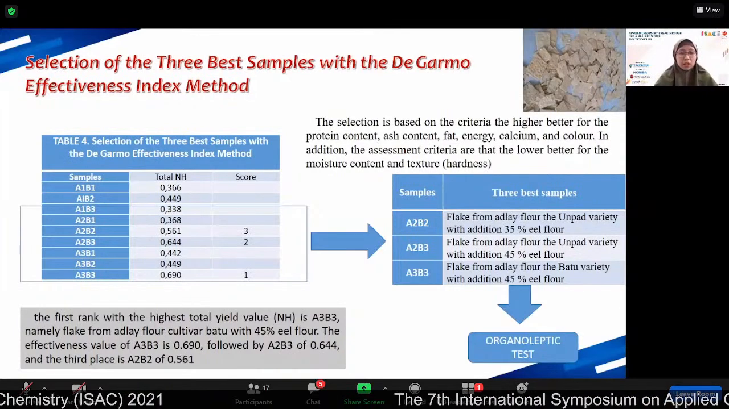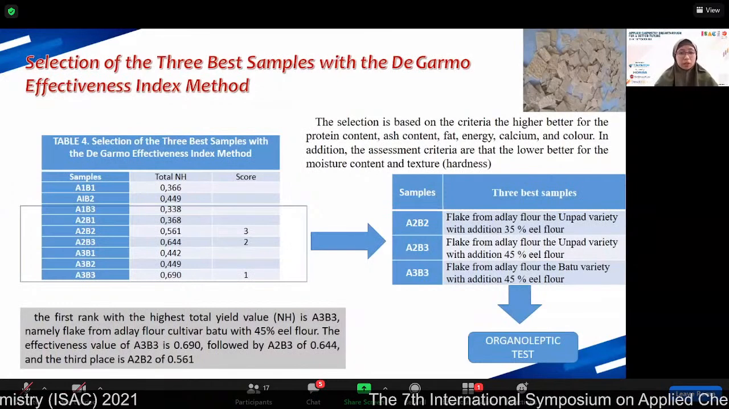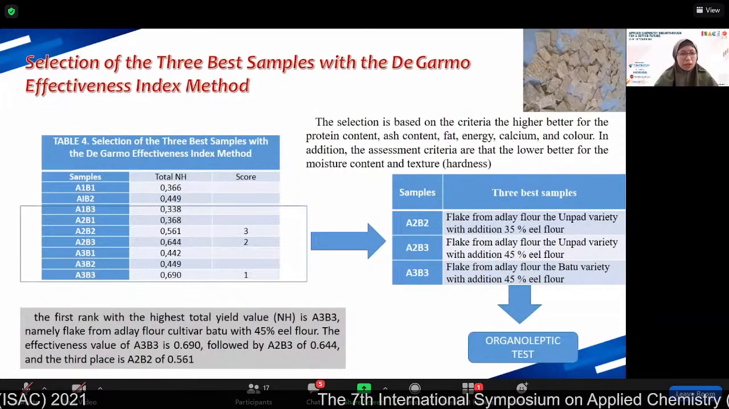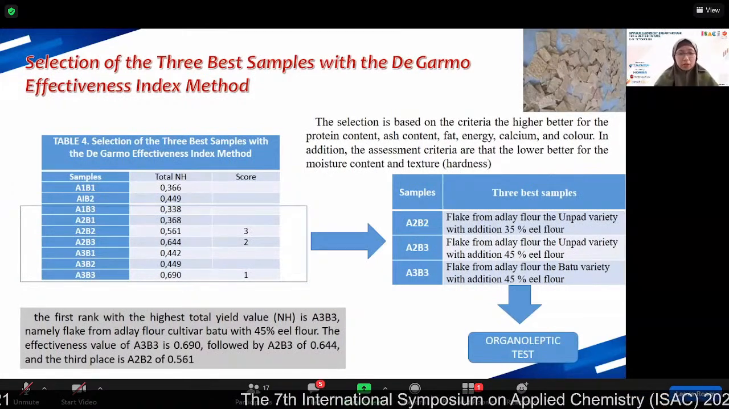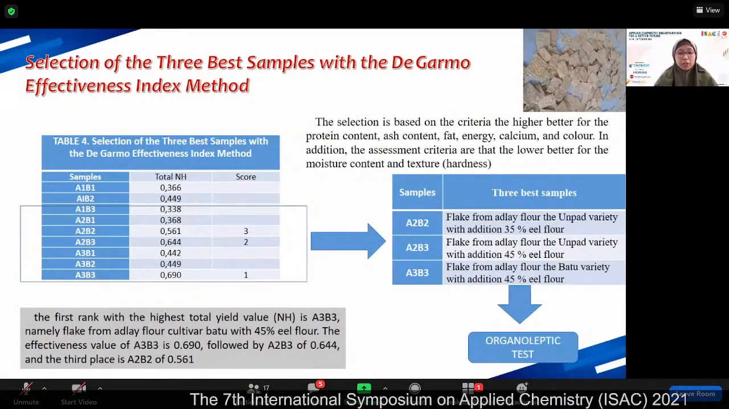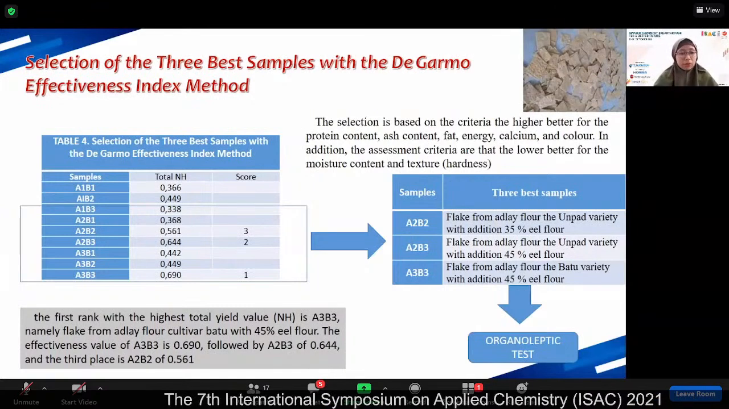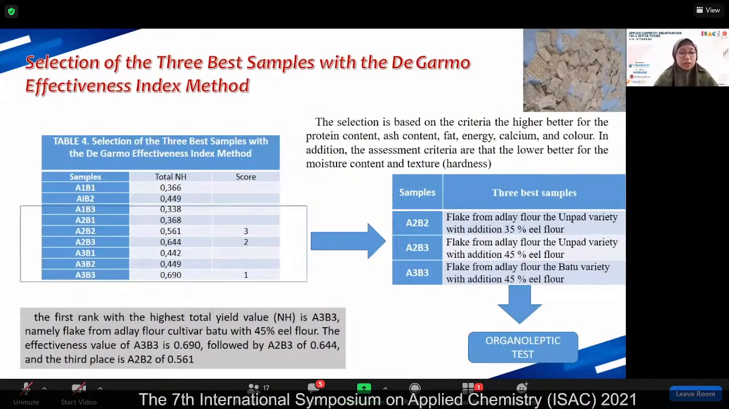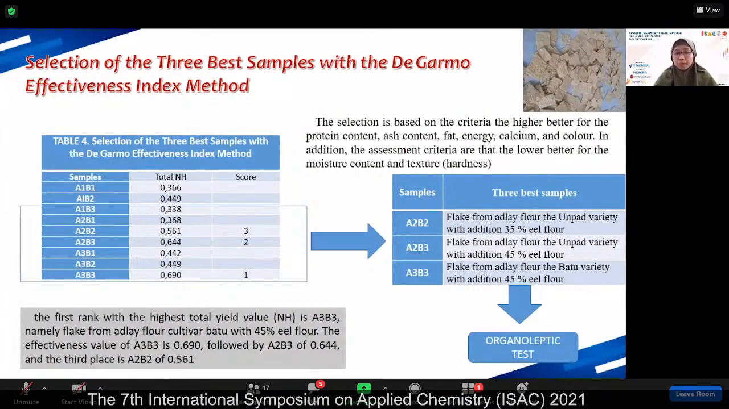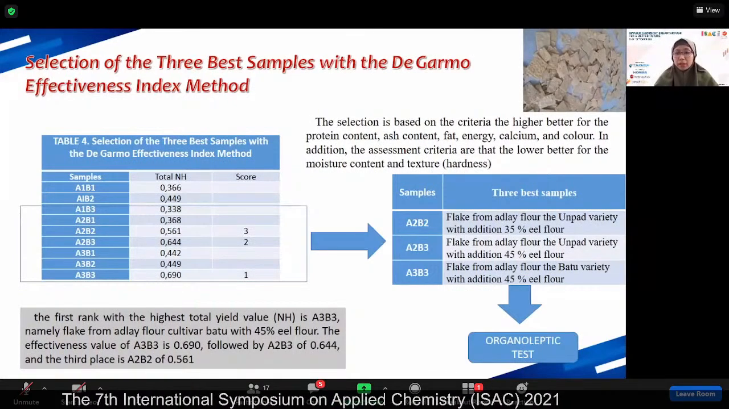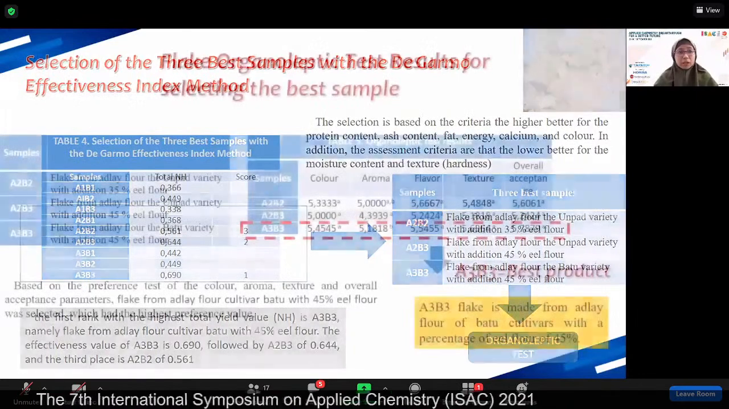The first rank with the highest total yield value is sample code A3B3. The effectiveness value of A3B3 is 0.68, followed by A2B3 of 0.644, and the third place is A2B2 of 0.561. And the next is the organoleptic test.